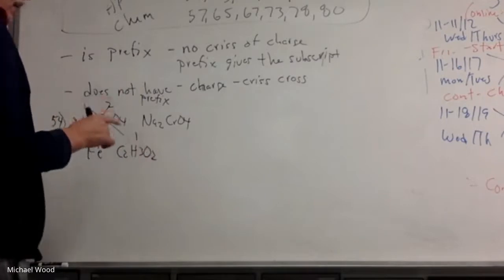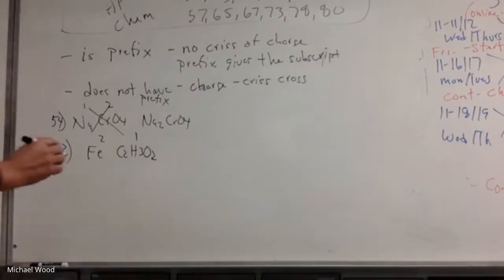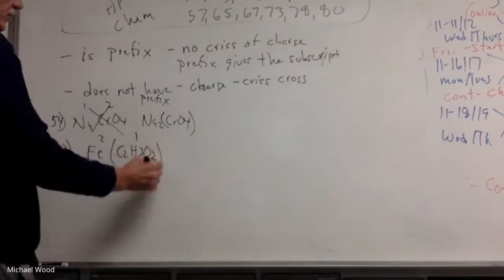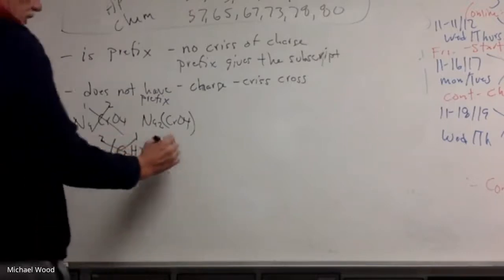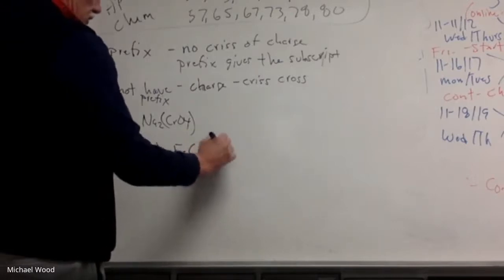And this is one thing I told you back when we were doing the opposite way, when you were given the formula and writing the name: put the polyatomic ion in parentheses, and it's never wrong to do that. This time, though, you have to because you're going to have a 2 outside here. So we're going to get Fe(C2H3O2)2.